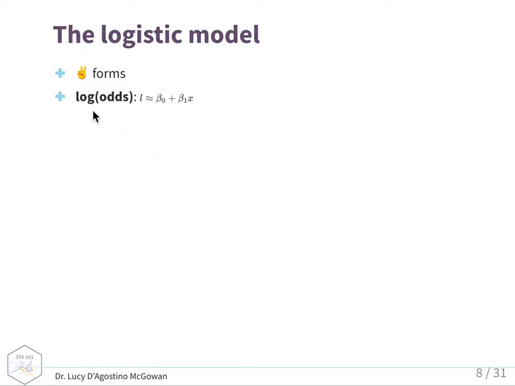So, two forms of logistic regression. We've got the log odds form and the probability form, where the probability is of the outcome equals yes, or the outcome equals 1, given x.